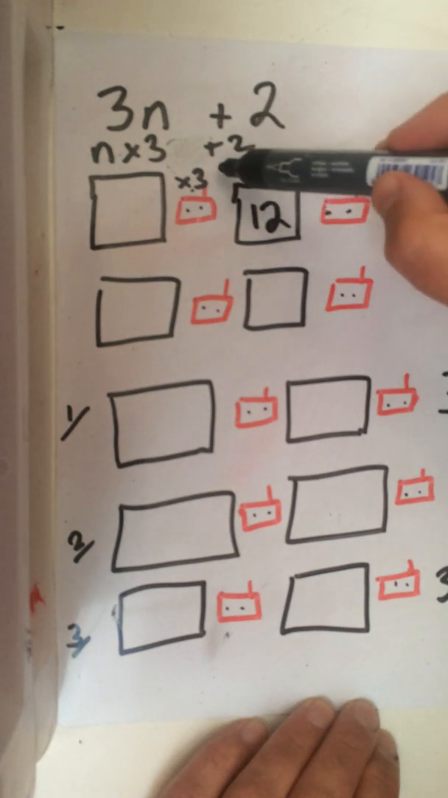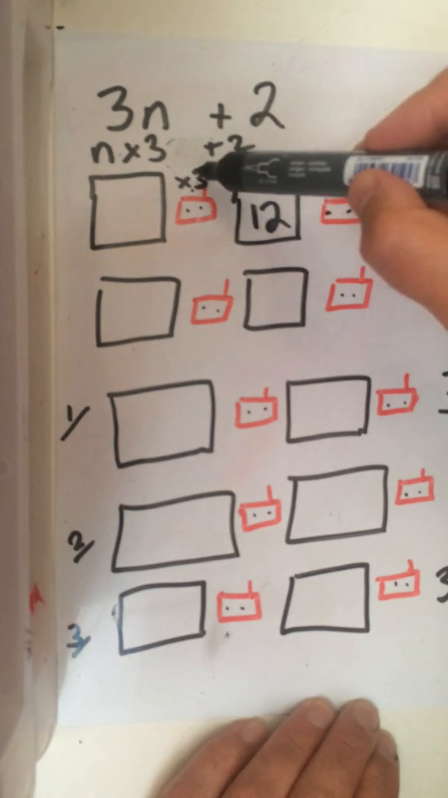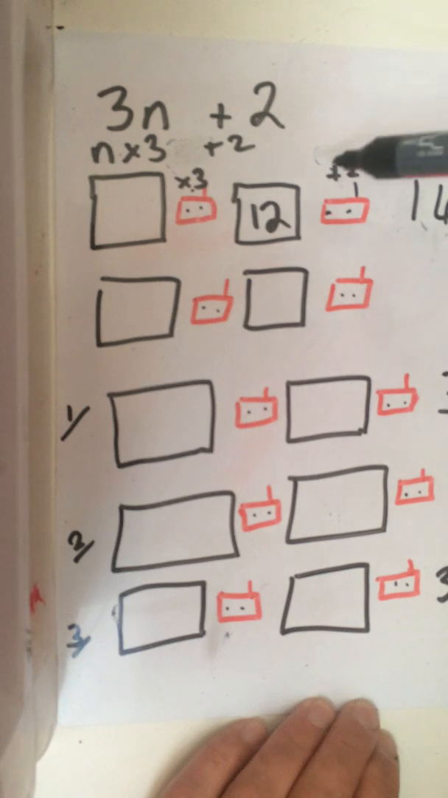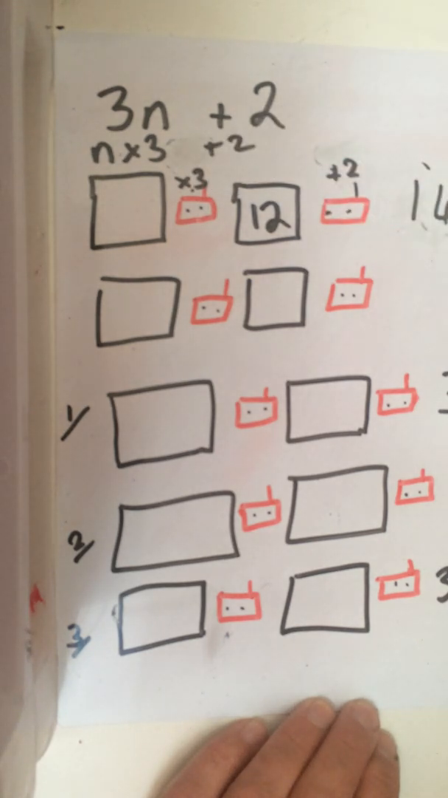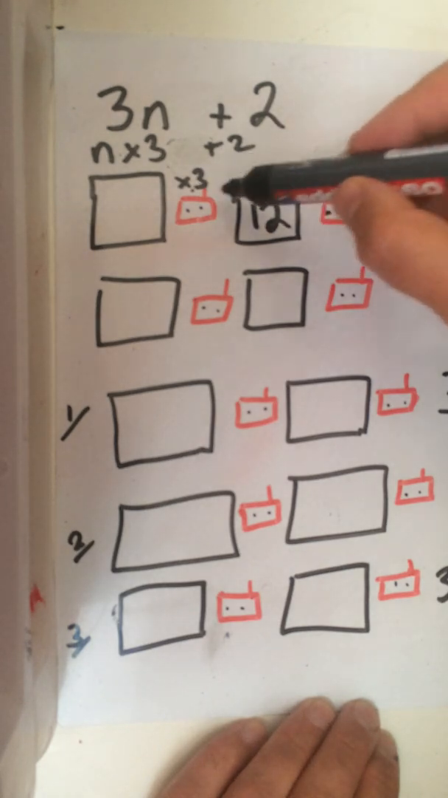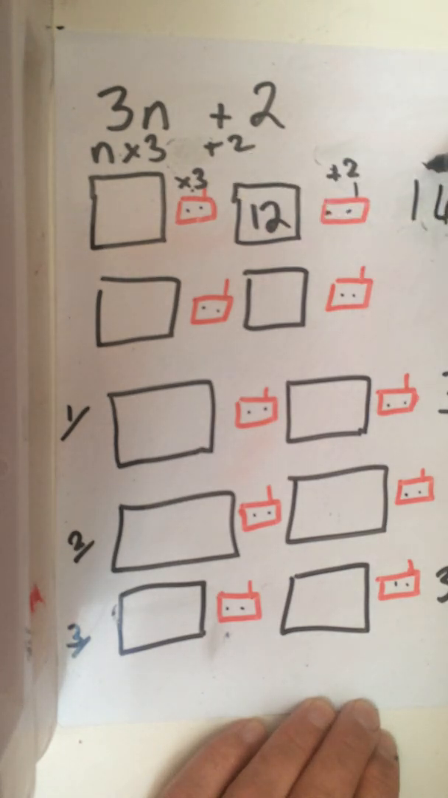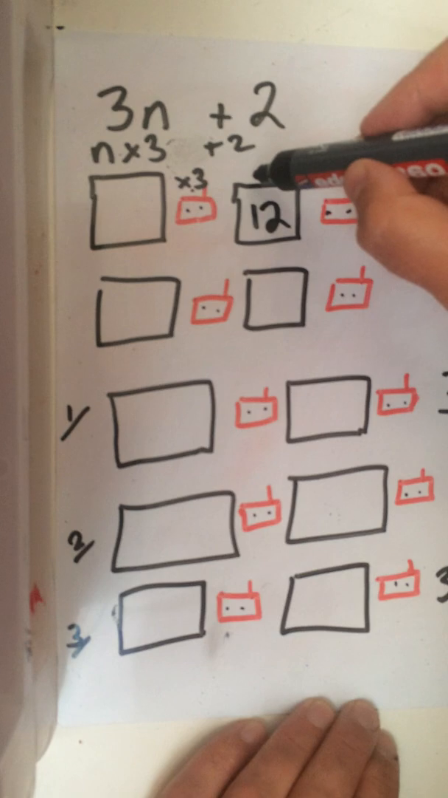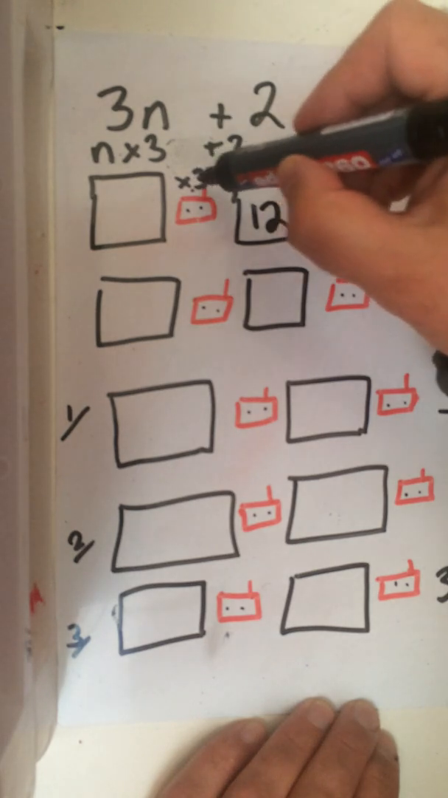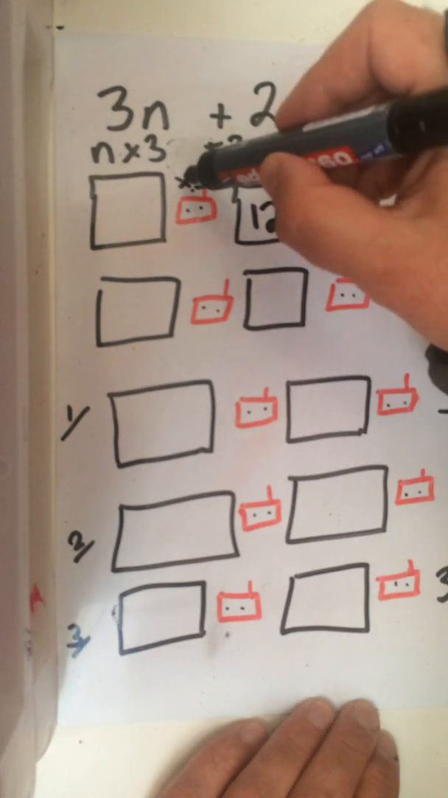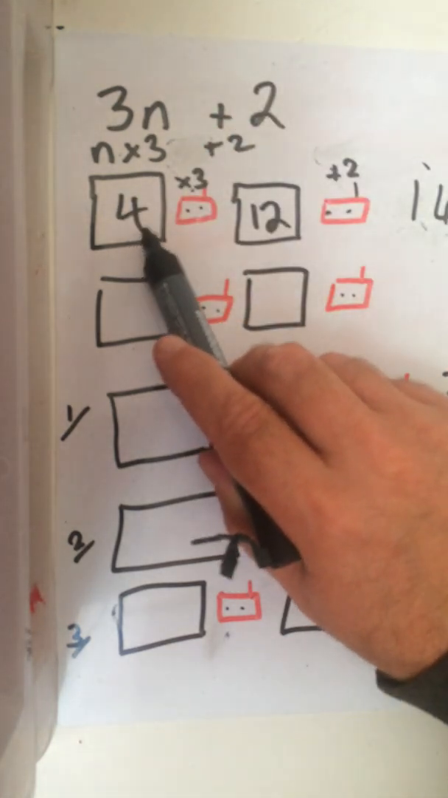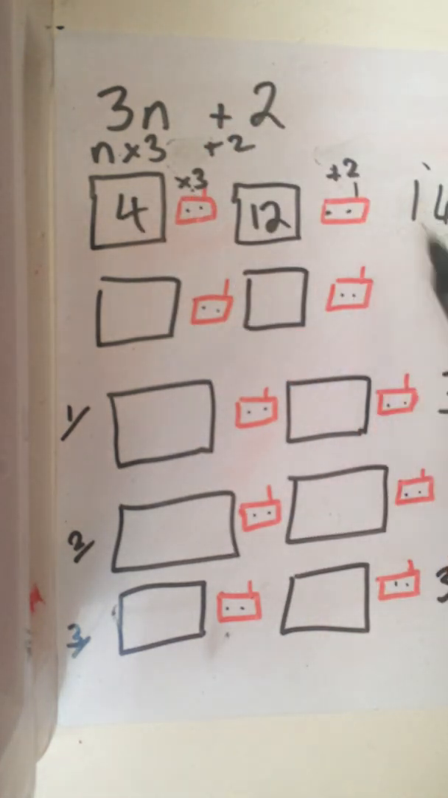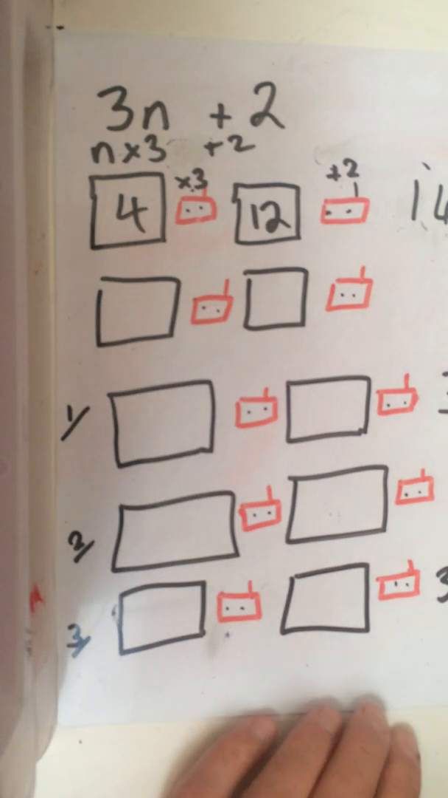Then instead of timesing by 3, because we go in the opposite way, we are dividing by 3. Remember, when we go in the opposite direction, we do the opposite operation, and therefore we're dividing by 3. How many 3's are in 12? 4. Let's just check if that works out. 4 times 3 is 12, plus 2 is 14. Good.